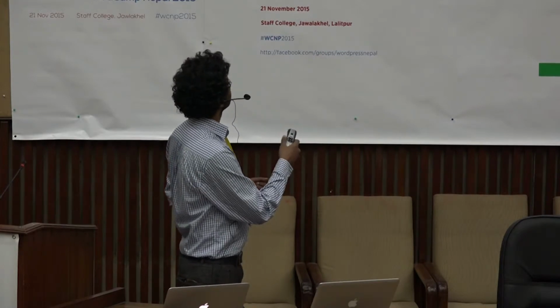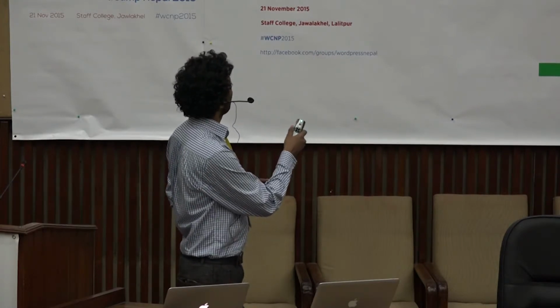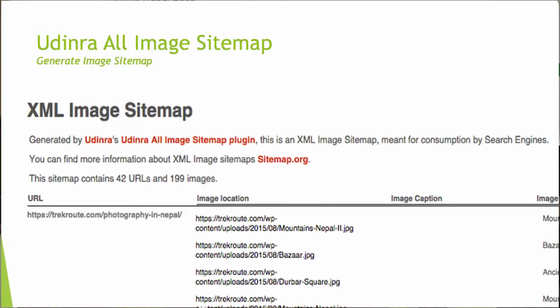One good thing about this plugin that I like is that when I want to optimize images, I can simply look at this. For example, this is a URL, this is an image location, and this is a title. Here I can see there is no caption, so I can go back and add a caption. This page lists all the images. So if you want to go back to any page or image and add or optimize, this plugin will be very helpful.